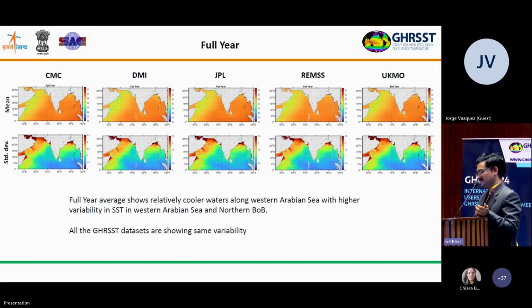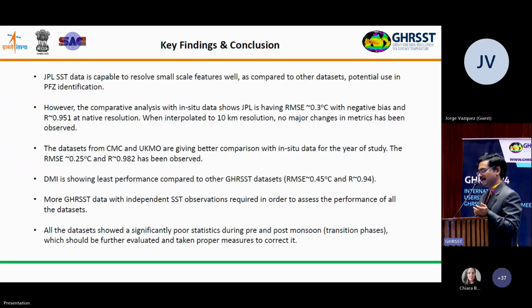So there is not much difference as compared to when we talk about the validation. We are seeing little deviations, but as a picture, as a map, we are not able to see any drastic difference. So these are the key findings which I already discussed. JPL SST data, since it is relatively high resolution, is very capable of resolving small scale features. This could be a potential database for PFZ identification. However, our comparative analysis for one year has shown that the correlation coefficient is relatively poorer as compared to the other 4 data sets. When it is interpolated to 10 kilometer resolution also, no major changes are observed. So datasets from CMC and UK Met Office give better comparison with the institute data, with around 0.25 degrees centigrade RMS error, and DMI is showing relatively poorer results.